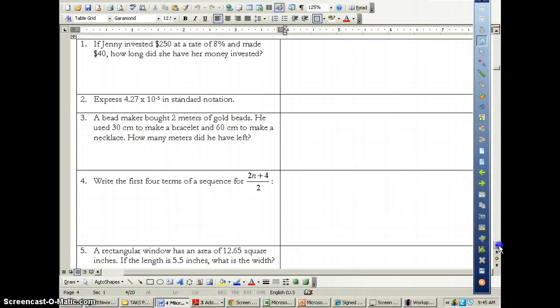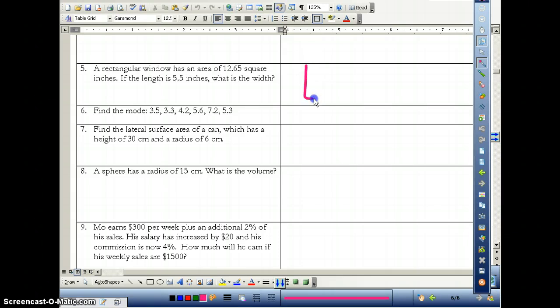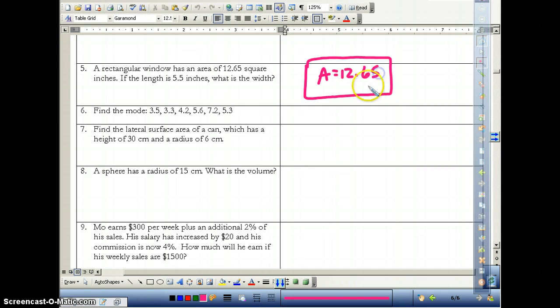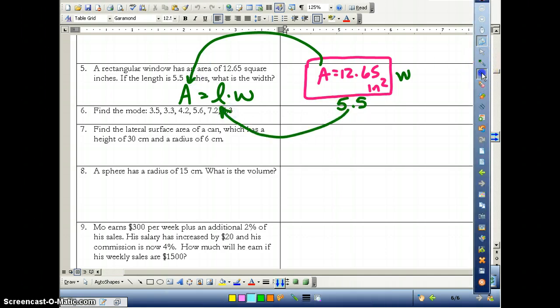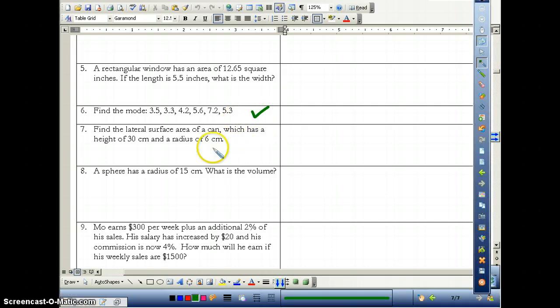Number 5. A rectangular window has an area of 12.65 inches squared. If the length is 5.5 inches, what's the width? Plug in what you know into this formula. Solve for what you don't. It's going to be a simple division problem. Find the mode. You guys can handle that. Find the one that shows up the most.